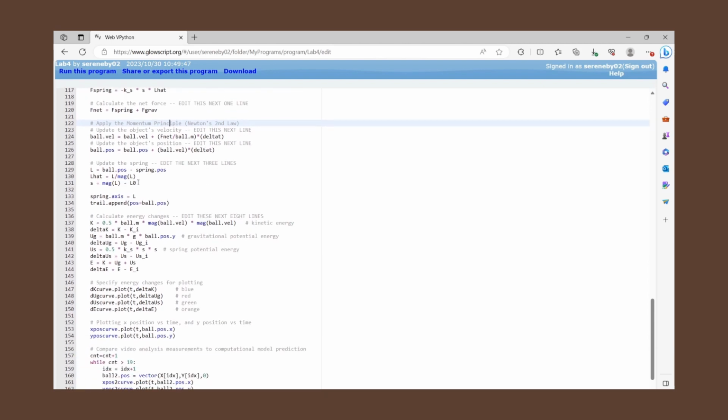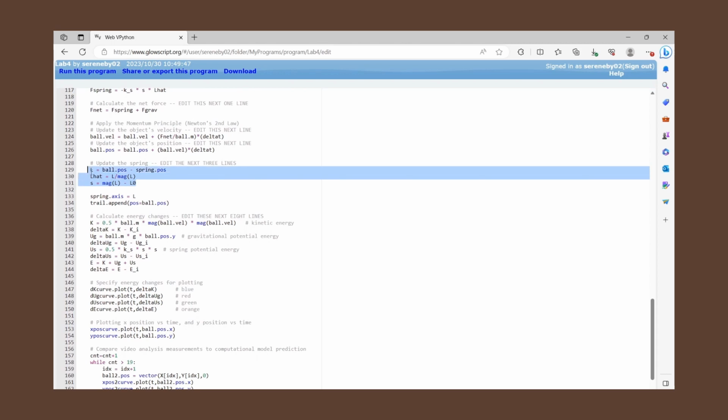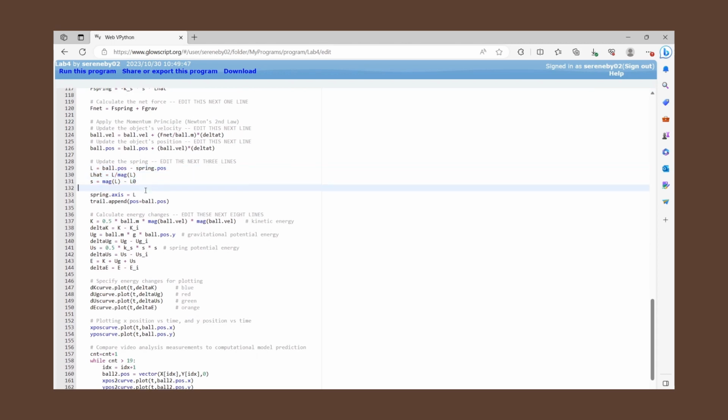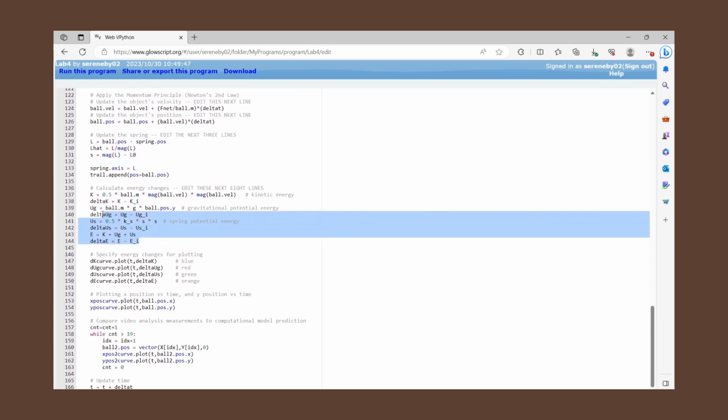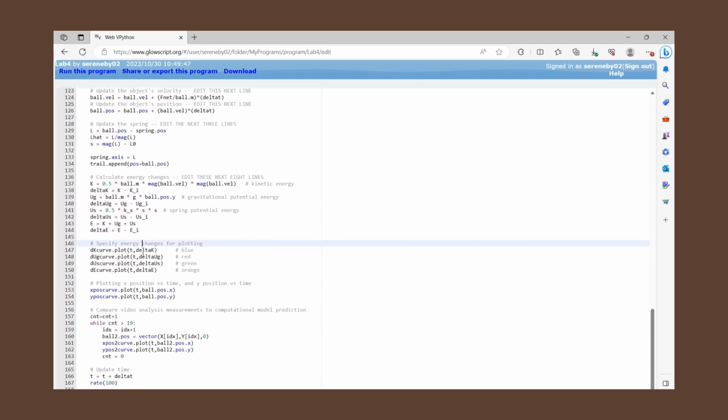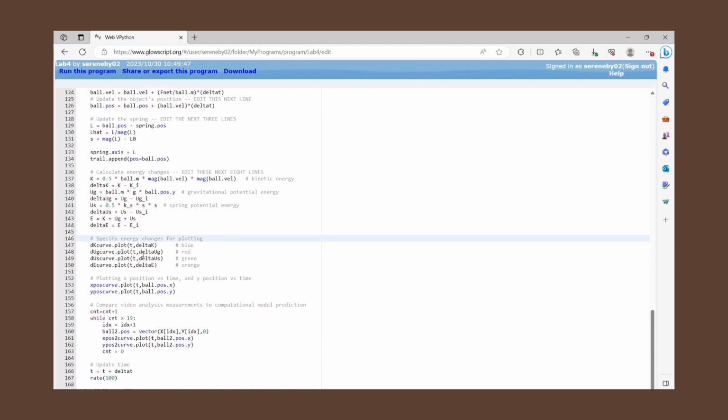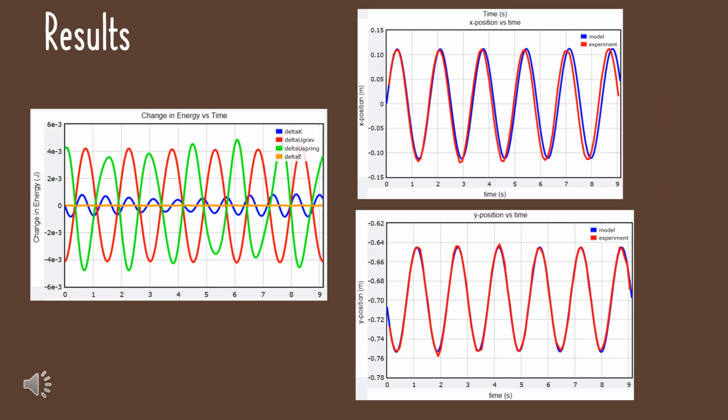And then I've inputted these equations to update the spring and these equations to calculate the different energy changes, whether it's kinetic or potential energy. As shown, the total energy of the system is 0 when adding the spring, gravitational, and kinetic energies together. This shows that no work was done on our system by the surroundings.